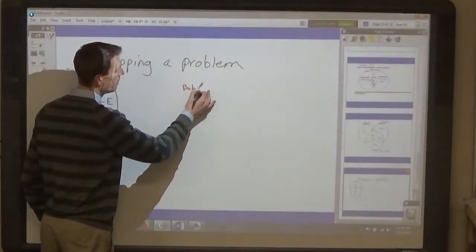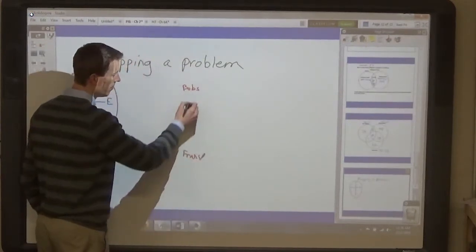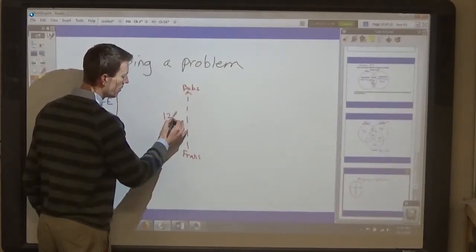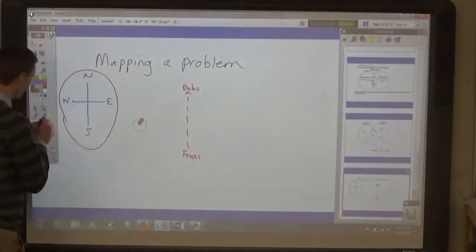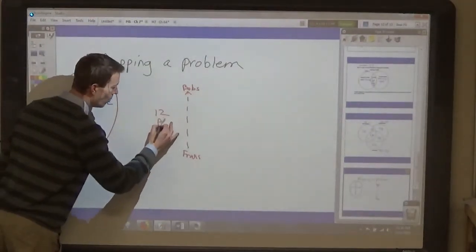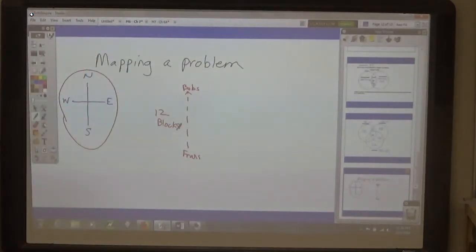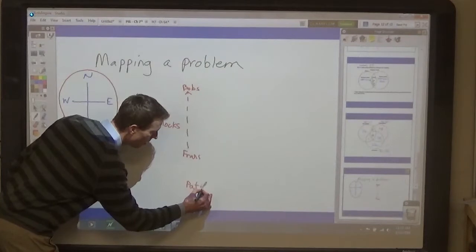So Bob's office, Fran's office. And there's a distance of 12 miles. Oh, 12 blocks. Great. Thank you. That's a lot. 12 blocks. Okay. Then it says Pat's office is 4 blocks south of Fran's office. So Pat's office is down here.